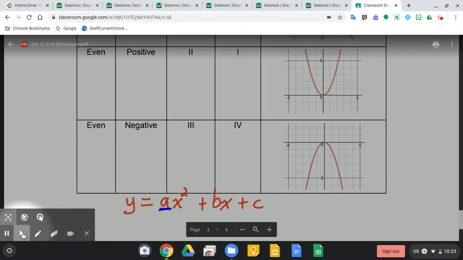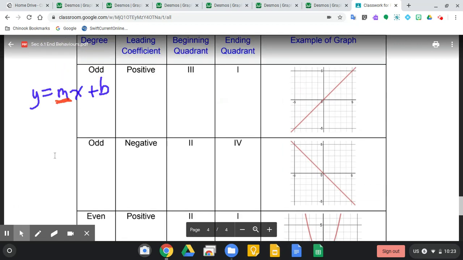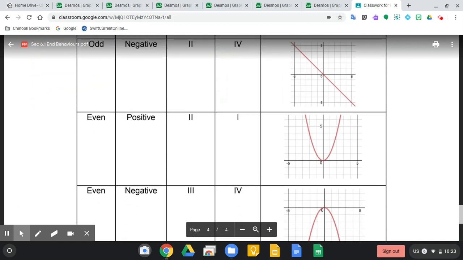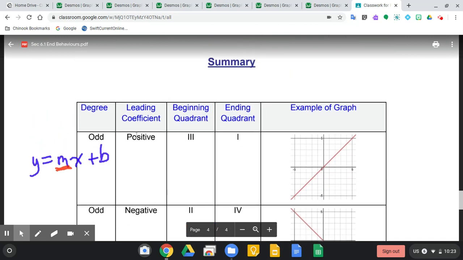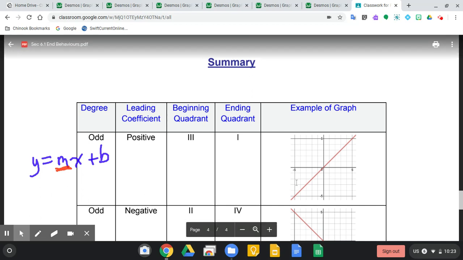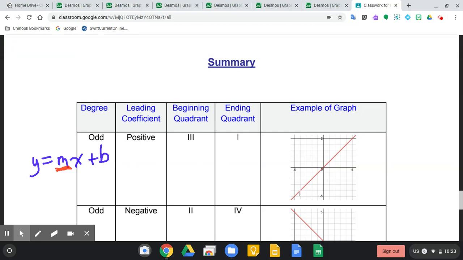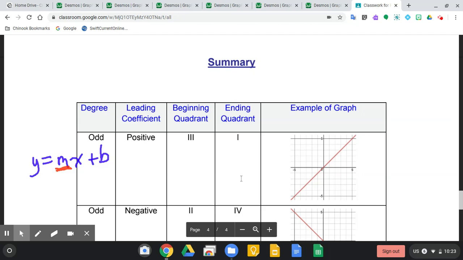Every time we are dealing with a polynomial function, we simply have to ask ourselves, is this function odd or is this function even? Then we are going to look at our leading coefficient. If the leading coefficient is positive, it's always going to go from quadrant 3 to quadrant 1. If our leading coefficient is negative, it always goes from quadrant 2 to quadrant 4.